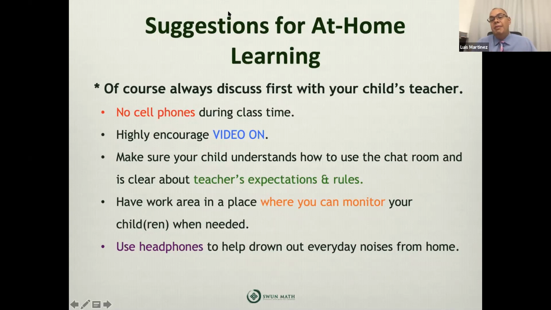Okay, have a work area in a place where you can monitor your child or children if need be. And then one good suggestion, and I know that this can get pretty expensive, but using headphones to help drown out the everyday noises, especially if you have multiple kids at home and they're all using devices. Giving them their own set of headphones will help them stay focused on the task at hand.